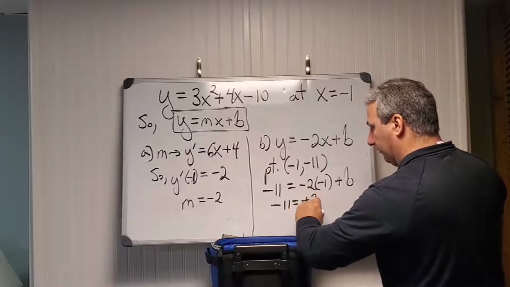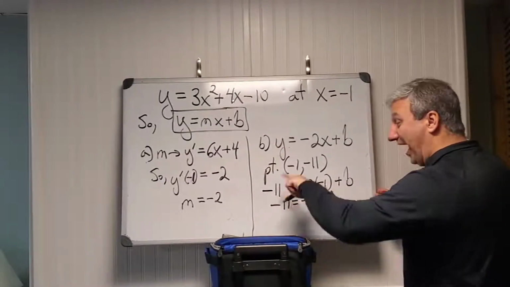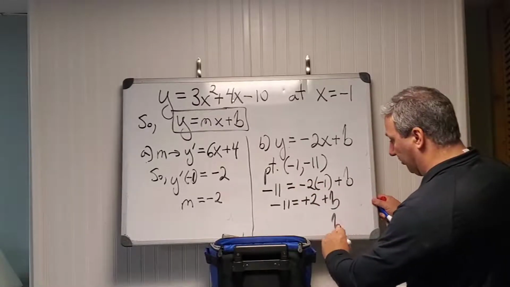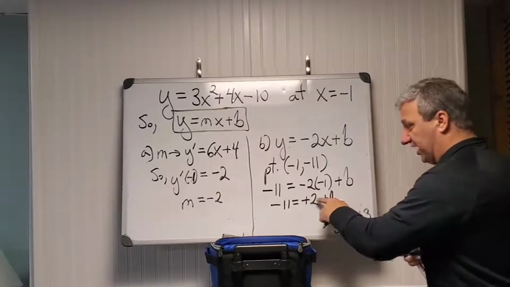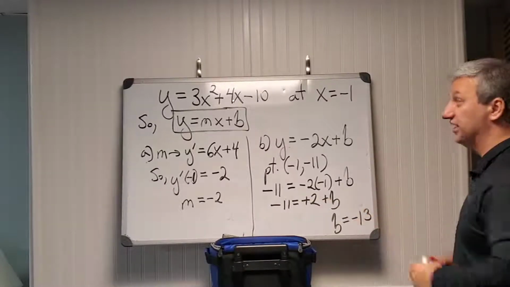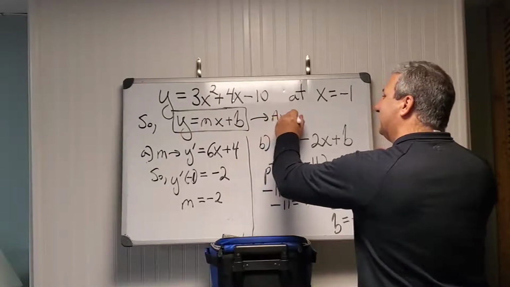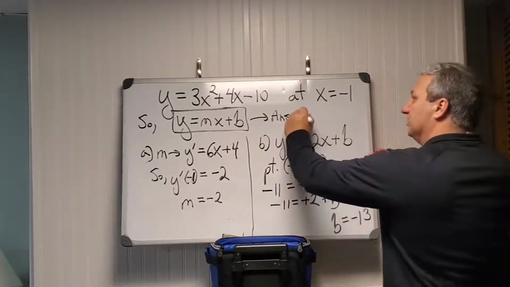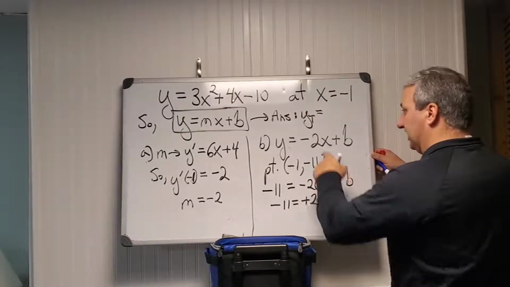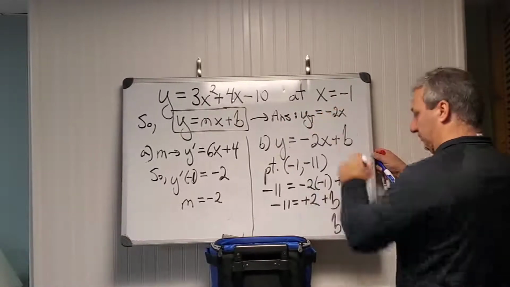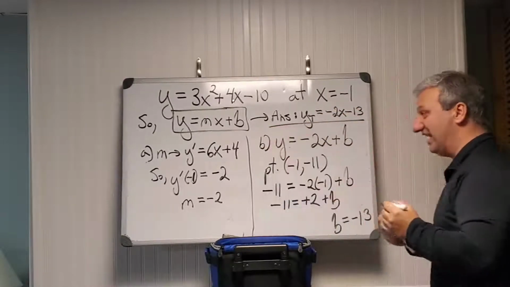That's a 2, careful, right? 2 negatives. And then subtract it over, allow me to run out of board space here. My b is negative 13. Subtract the 2 over, gives me negative 13. So my final answer that I'm looking for is the tangent line, YT I'll call it, is negative 2x minus 13. And that's what I'm looking for, the tangent line.